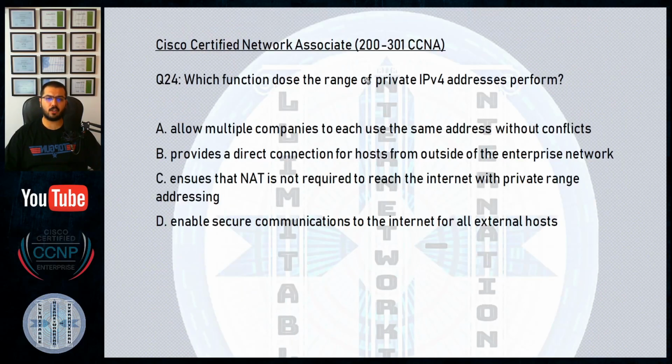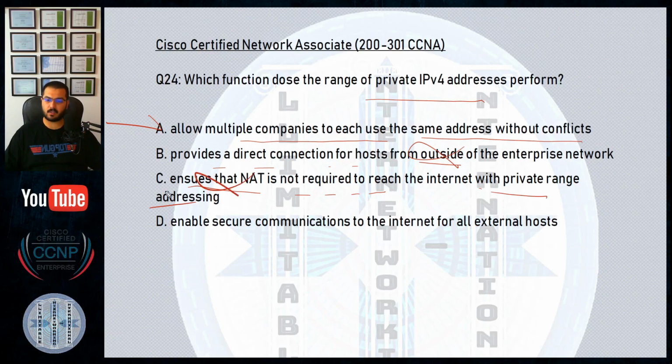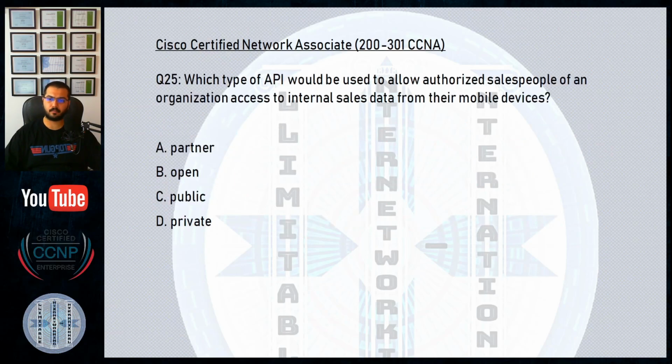24 says, which function does the range of private IP addresses perform? It allows multiple companies to use the same addresses without conflict. Yes, that is correct. Provides direct connections from outside. No, outside means public and NAT. Ensures that NAT is not required to reach the internet with private range addresses. Who will reach the internet with private addresses? This is a disaster. Enables secure communications to the internet. No, IPv4 private addresses will not be used for reaching the internet at all, so it's neither secured nor unsecured communication.